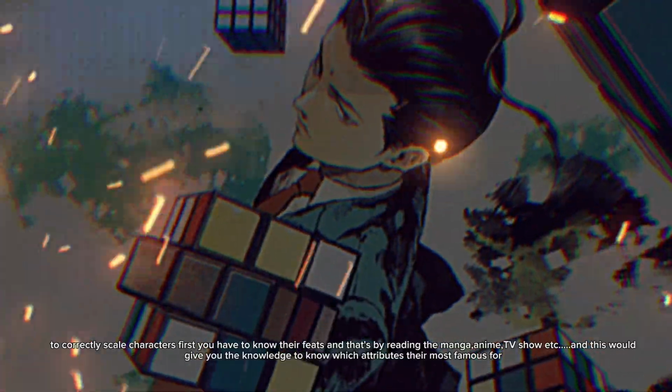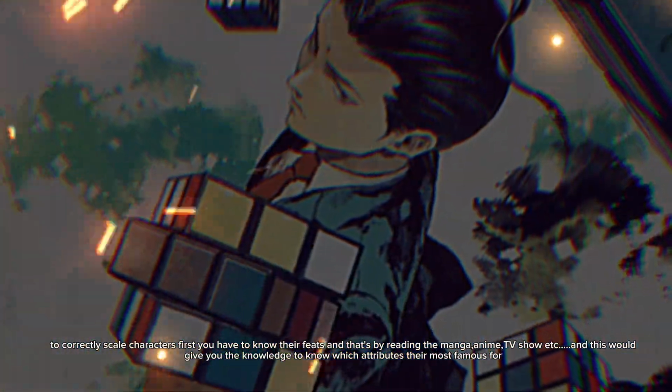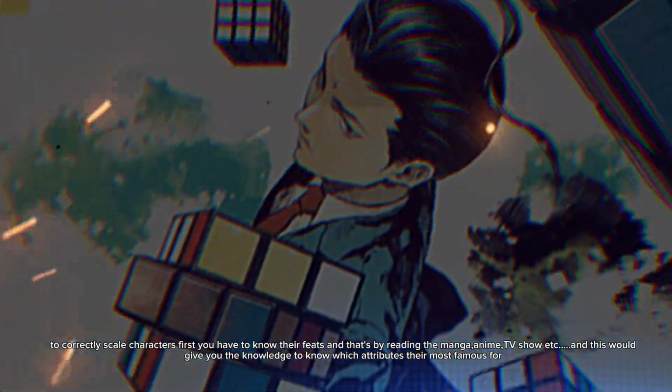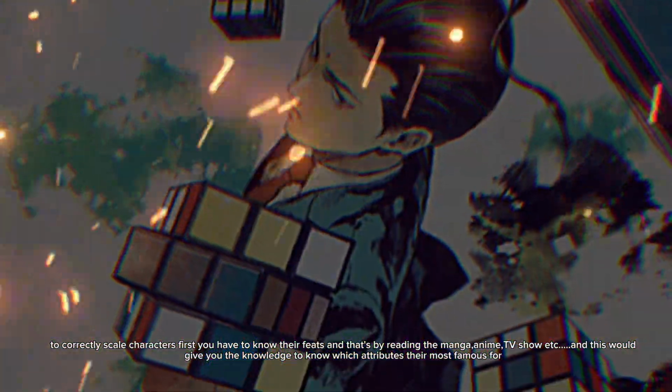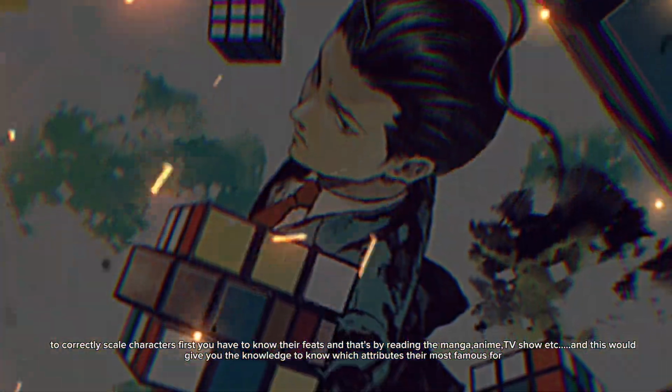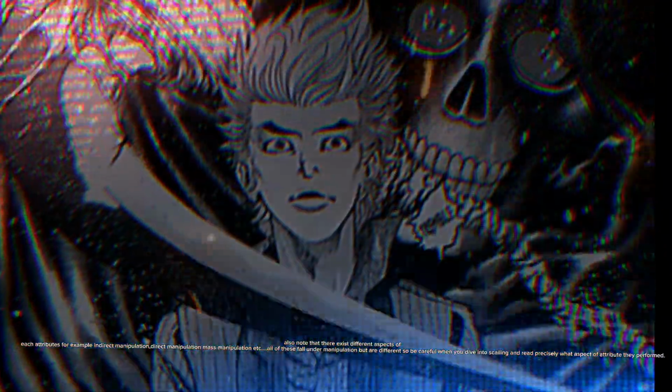To correctly scale characters, first you have to know their feats, and that's by reading the manga, anime, TV show, etc. And this would give you the knowledge to know which attributes they're most famous for. Also note that there exist different aspects of each attribute. For example, indirect manipulation, direct manipulation, mass manipulation, etc. All of these fall under manipulation, but are different, so be careful when you dive into scaling and read precisely what aspect of the attribute they performed.